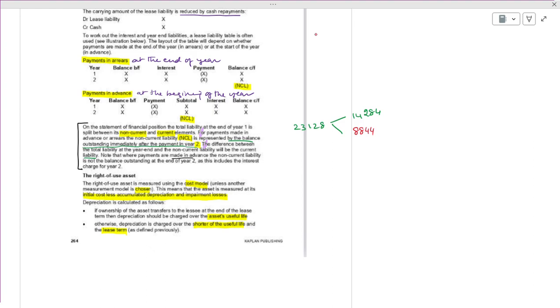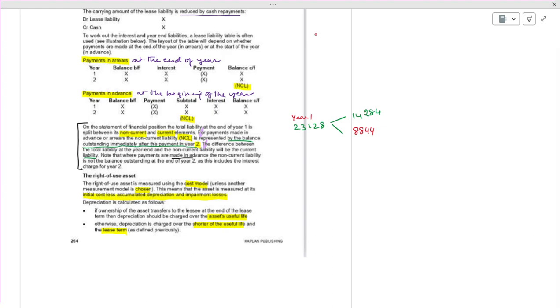Is that 8,844? You have to understand this a little more closely. Okay, we are going with the statement. I will put this on the statement of financial position. The total liability at the end of year 1 is split. We are splitting this under non-current and current liabilities.